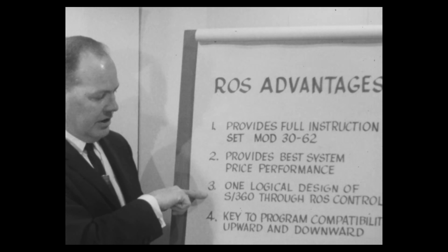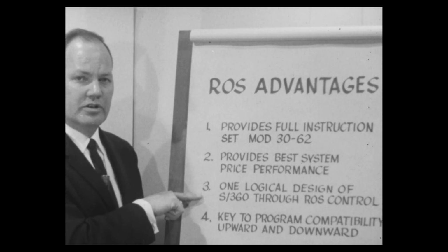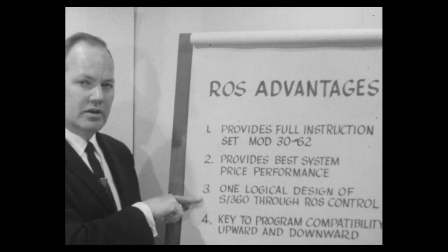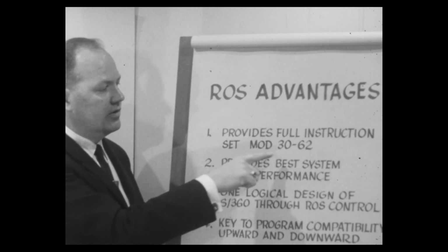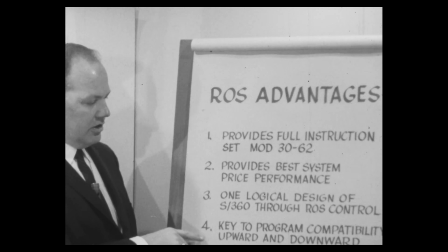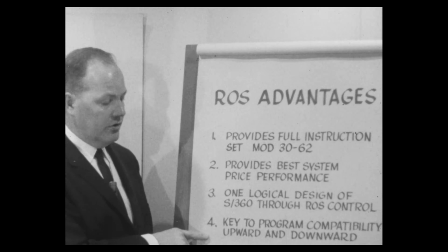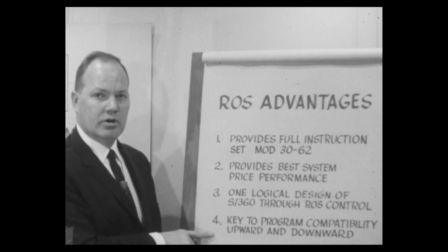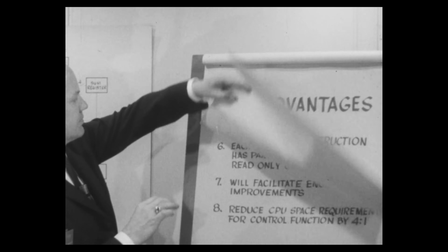One logical design of System 360 through read-only storage control. This basically is the way that we obtained the one logical design, although we actually have 6 physical systems involved. It's the key to program compatibility upward and downward, as I've pointed out. A very necessary requisite for expanding and shrinking workload situations.